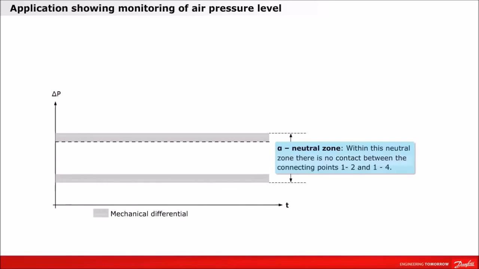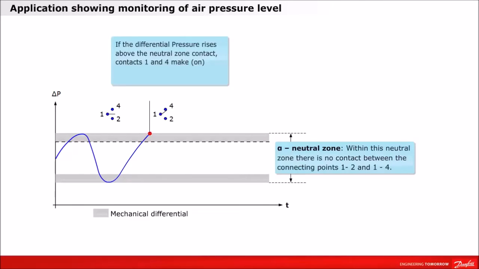Let's take a look at the contact function for a pressure switch and a differential pressure switch with a neutral zone. Within the neutral zone, there is no contact between the connecting points 1 and 2 and 1 and 4. If the differential pressure rises above the neutral zone, contacts 1 and 4 make.